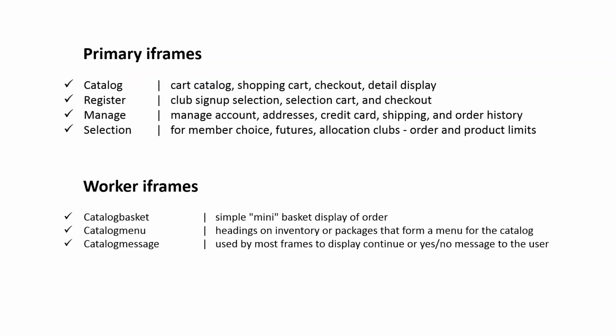We have a number of tools for you to embed in websites, including sites like Facebook. We have these broken out into two categories, primary and workers. The primaries are the catalog, which is effectively the shopping cart, register, which is club sign up, and manage, which is an account management tool, and selection for member choice, futures, and allocation clubs. The worker frames present basket, menu, and message window to a user.